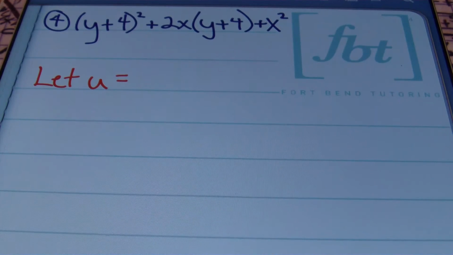Ladies and gentlemen, we have three terms. This is a trinomial. Remember, terms are separated by plus or minus signs. So my first term here is the y plus 4 squared. The second term is 2x times y plus 4. And my third term is x squared. This is in the format of a perfect square trinomial.